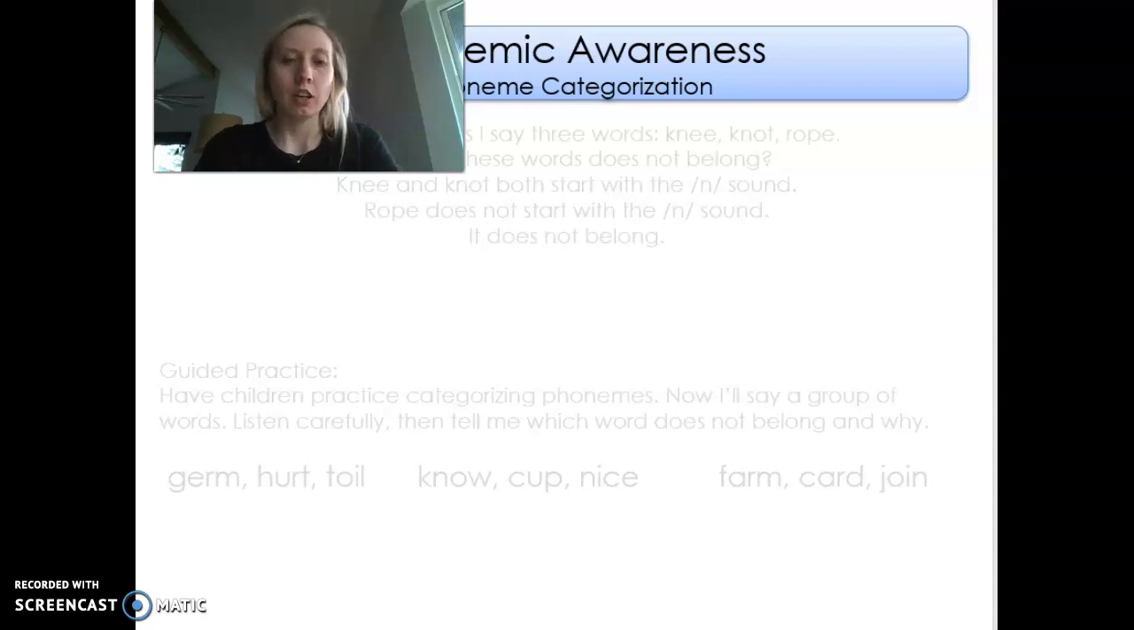Let's do a few more. Germ, hurt, toil. Toil does not belong because it does not have an er sound in the middle. No, cup, nice. So cup would not belong because it doesn't have an n at the beginning. Last one, farm, card, join. Which one does not belong? Join, because it does not have an R sound in the middle.